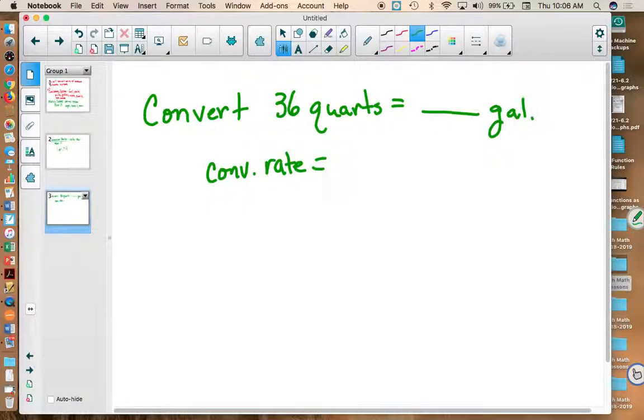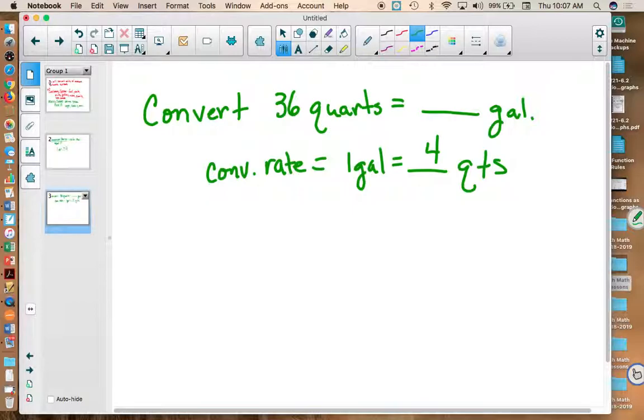So in other words, 1 gallon equals how many quarts? That's going to be my rate. I got to know that. Notice why I've done equivalence. 1 gallon equals how many quarts, Jaslyn? 1 gallon equals 4 quarts. Okay, good. 1 gallon equals 4 quarts.